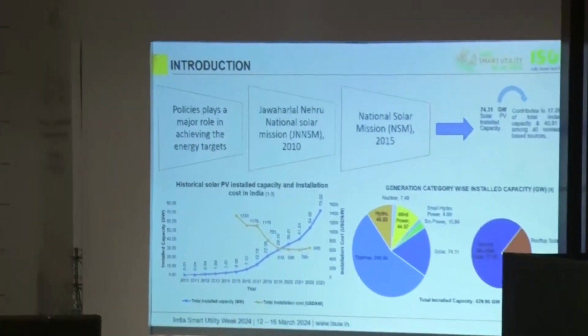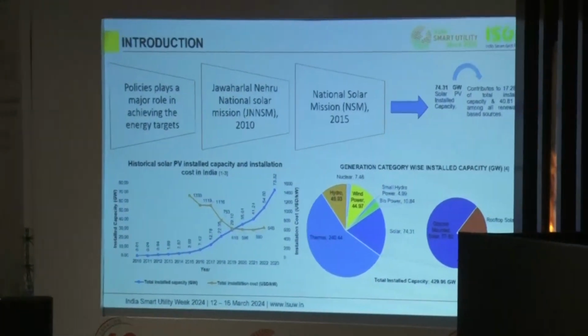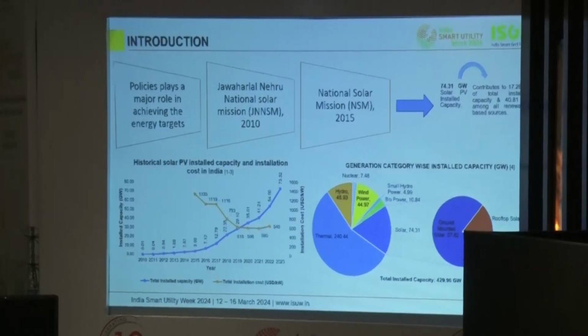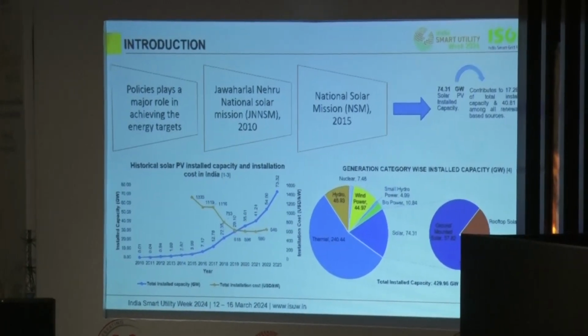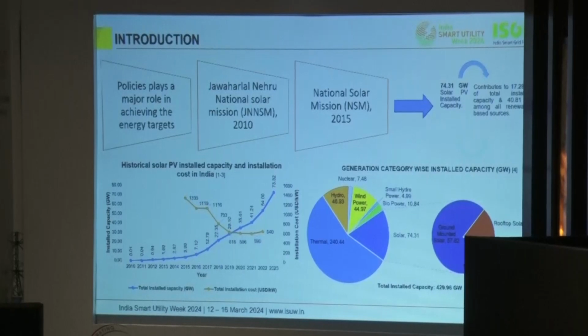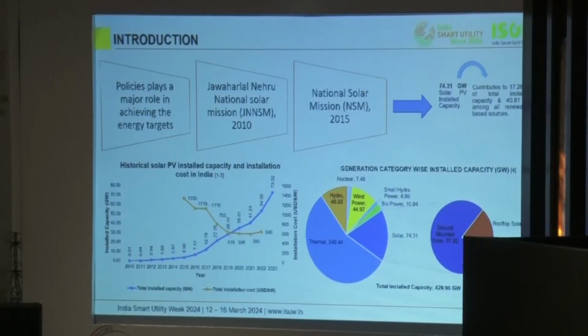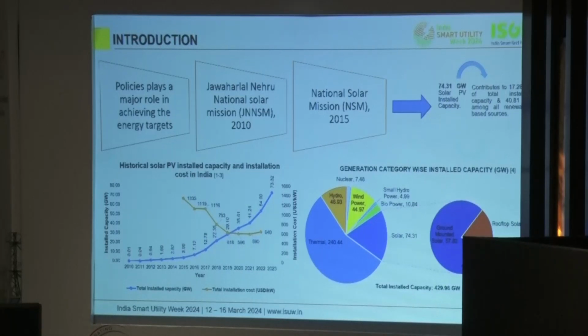Beginning with the introduction, in every technological or non-technological aspect, policies play a crucial role in achieving the targets. For the case of solar photovoltaic in the Indian scenario, JNNSM has positively affected the growth of solar PV in the country. JNNSM was implemented in the year 2010 and updated in 2015, also called the National Solar Mission.